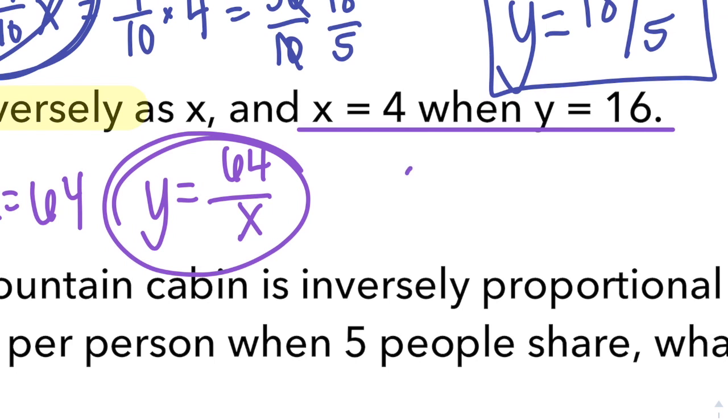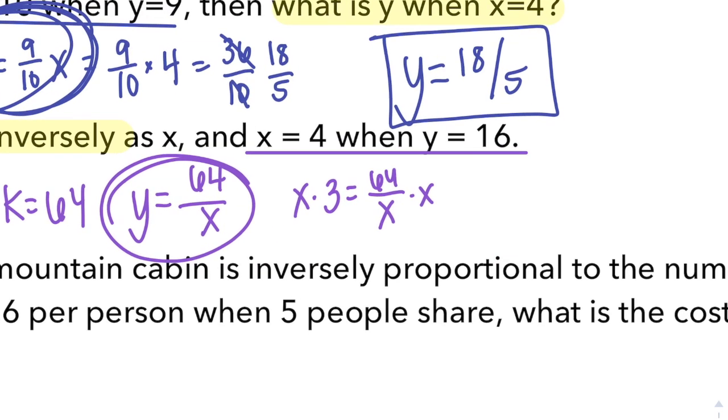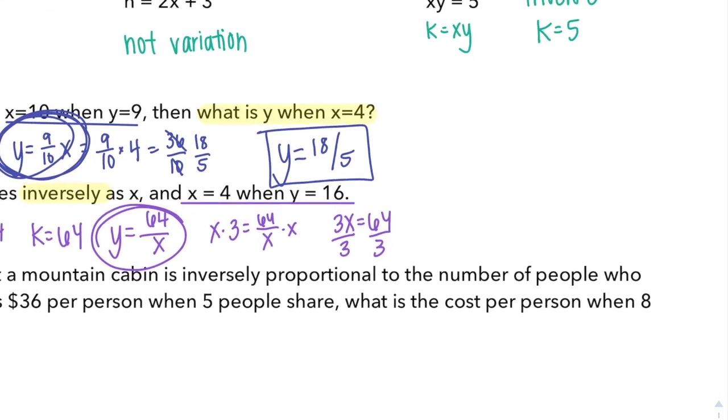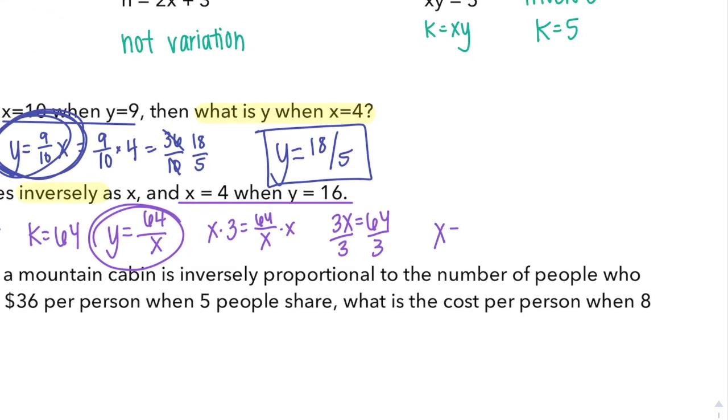So if I plug in 3 for y, 3 equals 64 divided by x. To undo dividing by x, multiply both sides by x, and what you end up getting is 3x equals 64. Divide both sides by 3, and if you try to actually divide it, you're going to get a decimal, which I don't want, so just leave it as x equals 64 over 3, and that's it.